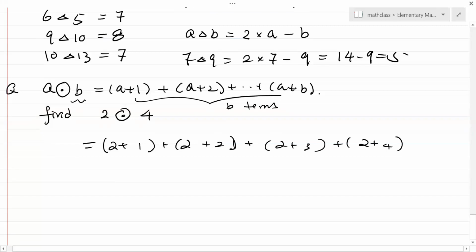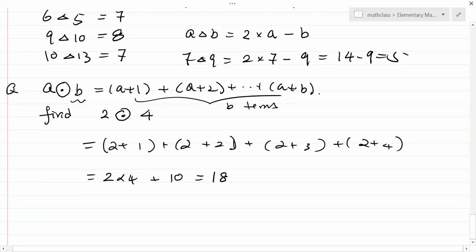Okay, so add them together. Now, how do you add them together quickly? You can say, how many 2s are there? 1, 2, 3, 4. 2 times 4. Then 1 plus 2 plus 3 plus 4, it's easy, right? 1 plus 2 plus 3 is 6. 6 plus 4 is 10. Then the answer is 18. Okay, the answer is 18.